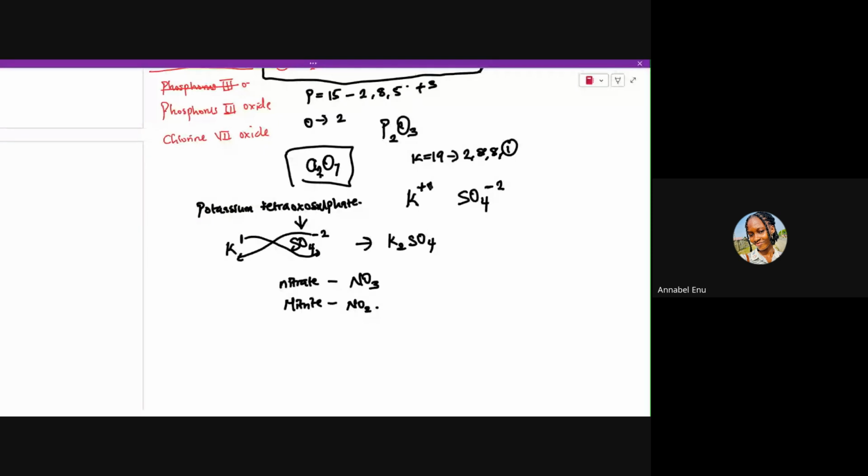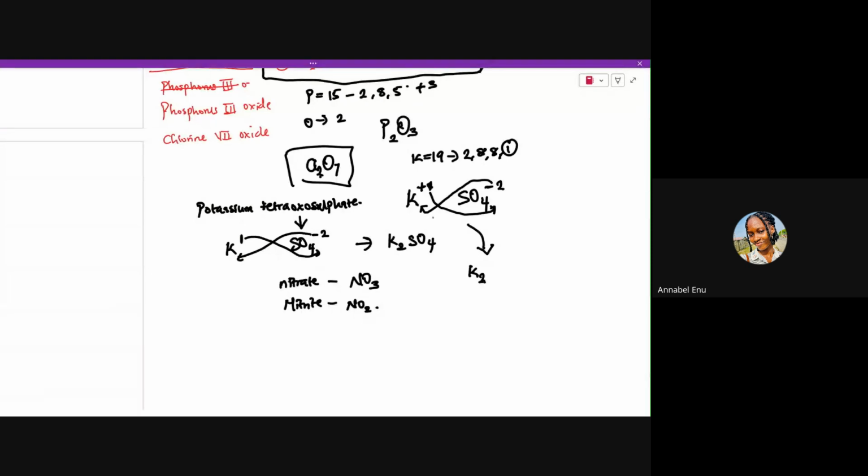Writes potassium tetraoxosulfate. This one is going to be the subscript of the other ion, which is the SO4. And this 2, which is the valency of SO4, is going to be the subscript of potassium. So to properly write this, we'll write it as potassium 2, that is the 2 from the SO4. That's why they call it crisscross.